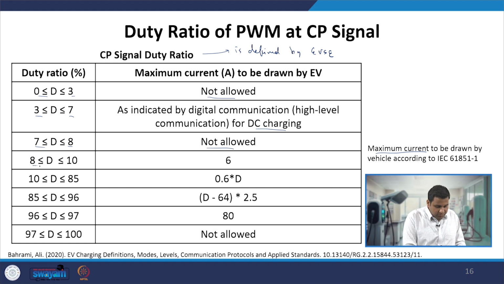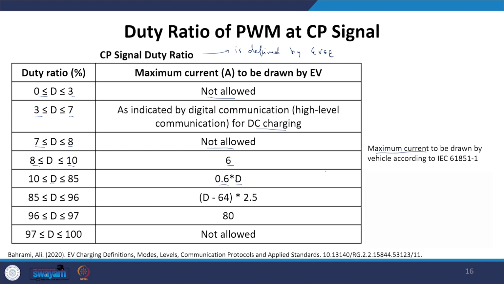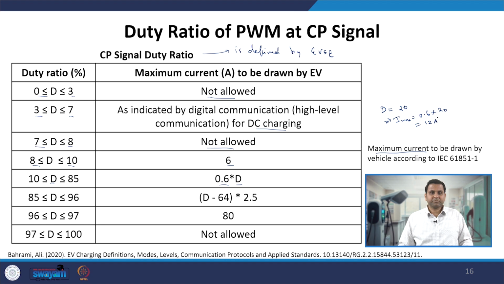If the duty ratio is between 8 and 10%, it is just 6 ampere which can be the maximum current demanded by the EV. If the duty ratio is between 10 and 85%, it is 0.6 times the duty ratio. So for example, if the duty ratio is, let us say, 20, that indicates the maximum current I max which can be demanded by the vehicle is nothing but 0.6 times 20, which is 12 ampere.